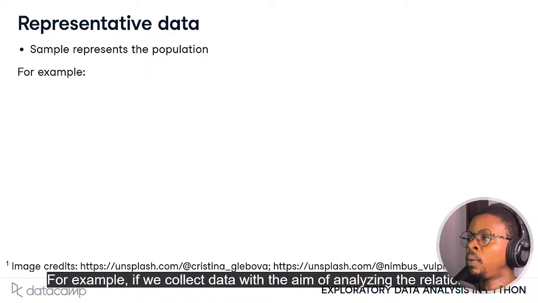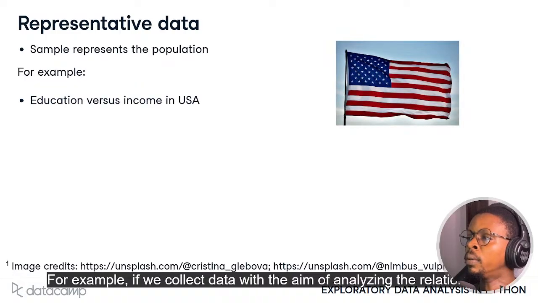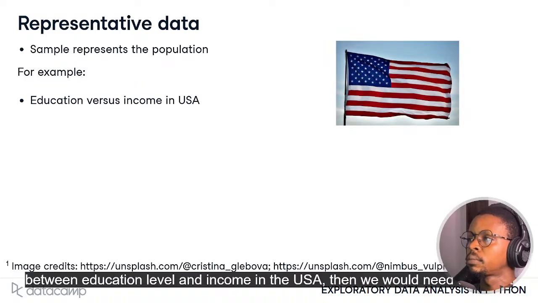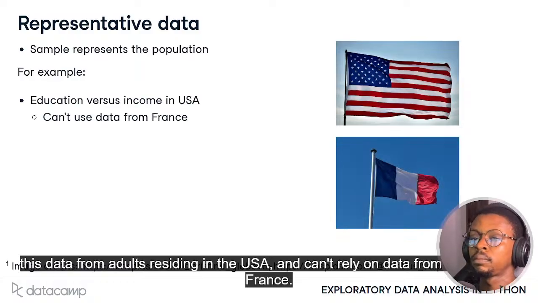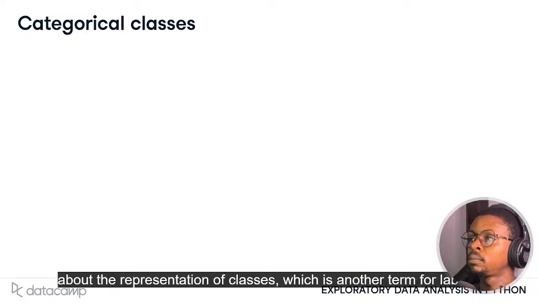For example, if we collect data with the aim of analyzing the relationship between education level and income in the USA, then we would need to collect this data from adults residing in the USA and can't rely on data from residents of France. With categorical data, one of the most important considerations is the representation of classes, which is another term for labels.